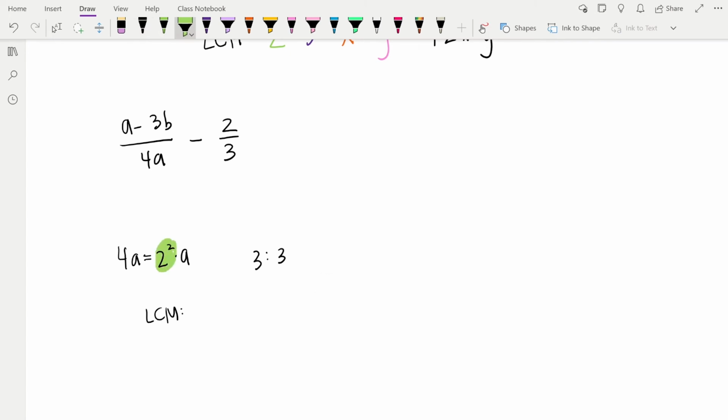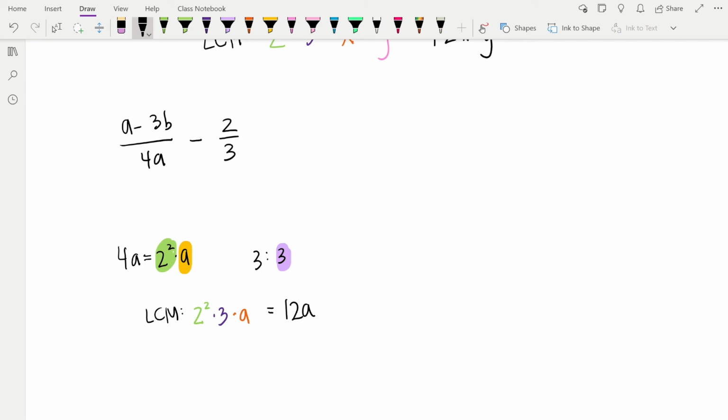So here I have 2 squared. I need to take both the 2 squared. Here I have a 3. I need to take that one 3. And here I have an a. I need to take that one a. So my least common multiple is 2 squared times 3 times a, which turns out to be 12a.